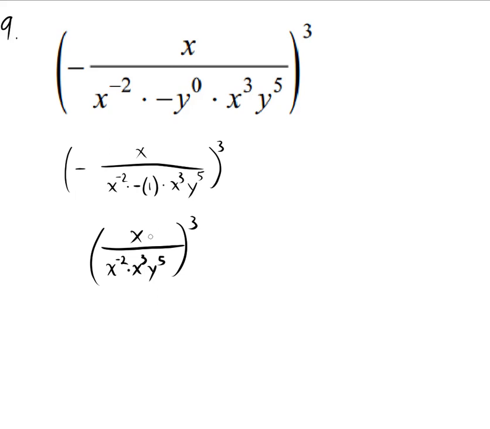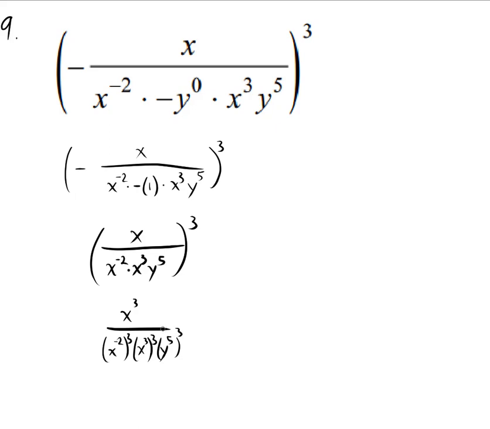Okay, so now I'm going to follow the steps a little bit more. I just needed to deal with that because it was really bothering me. So apply the power to a power rule now. I have x that I'm going to raise to the third power. So that's going to become x to the third power all over x to the negative 2 to the third power, times x to the third power to the third power again, y to the fifth, once again in parentheses, to the third power.